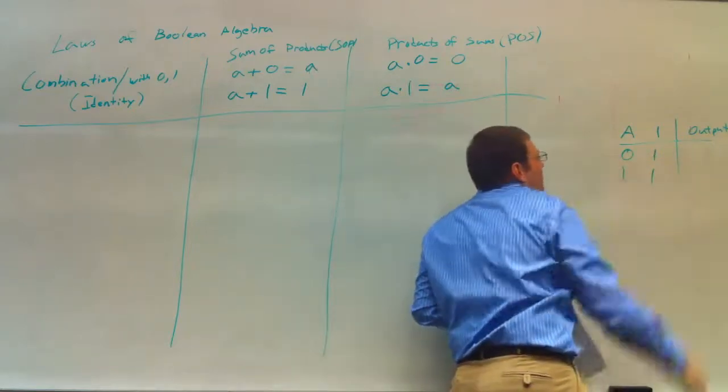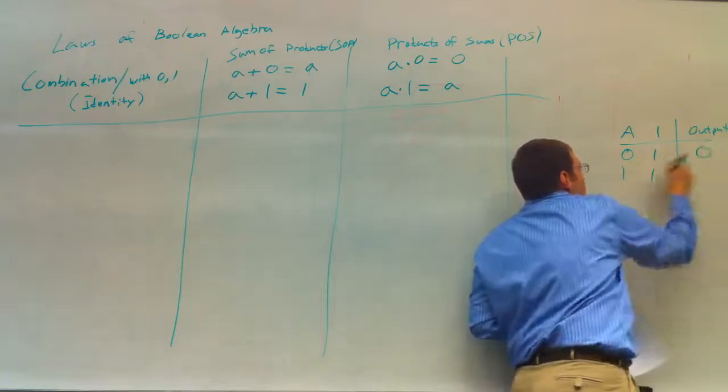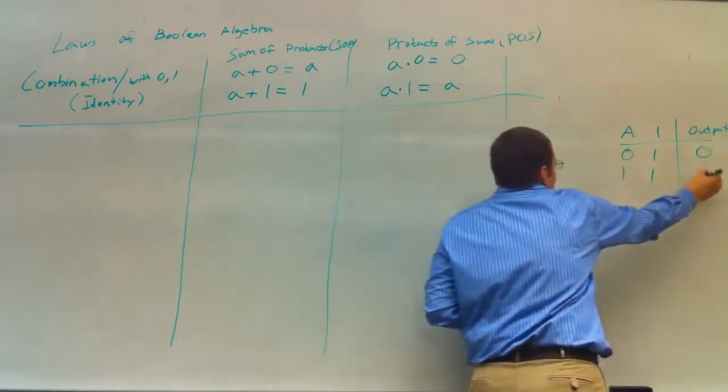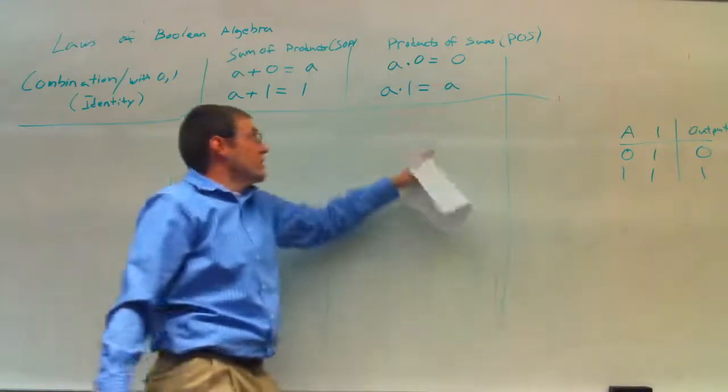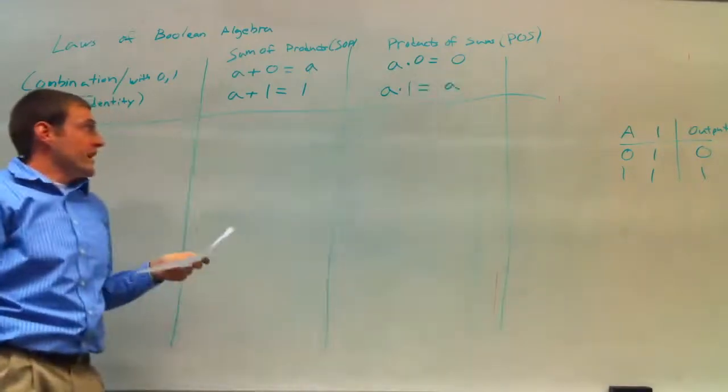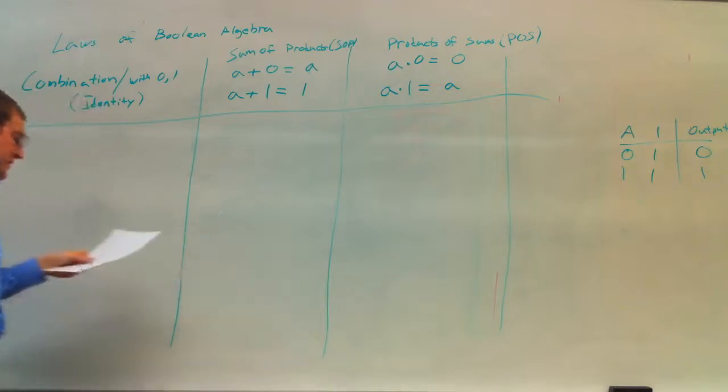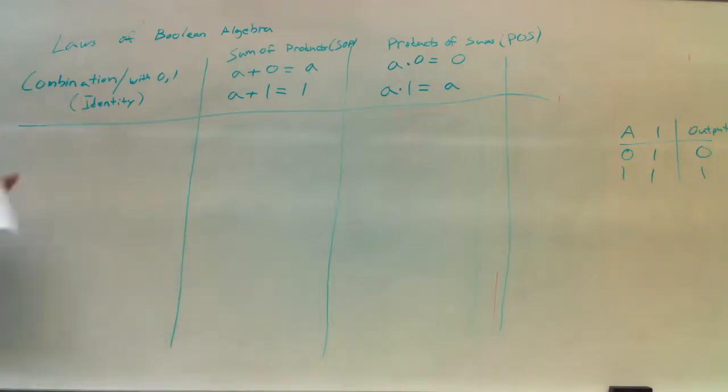Zero ANDed with 1 is 0. 1 ANDed with 1 is 1, which is the same output as A. So that's why we get the result as A. So that is the combination. I'm always going to call it the identity law. That's the way I learned it.